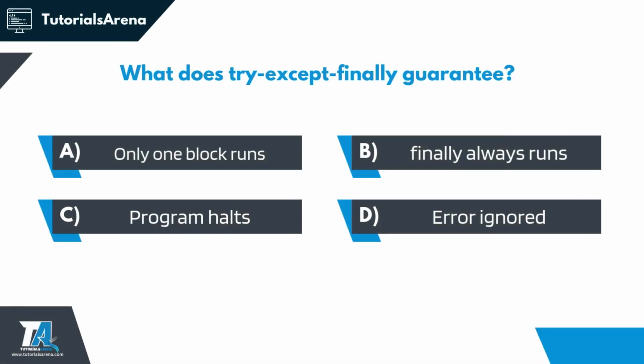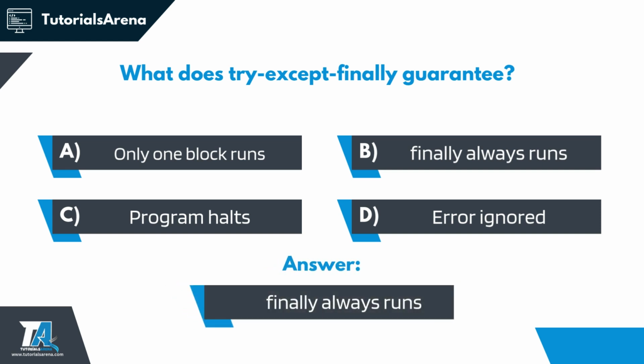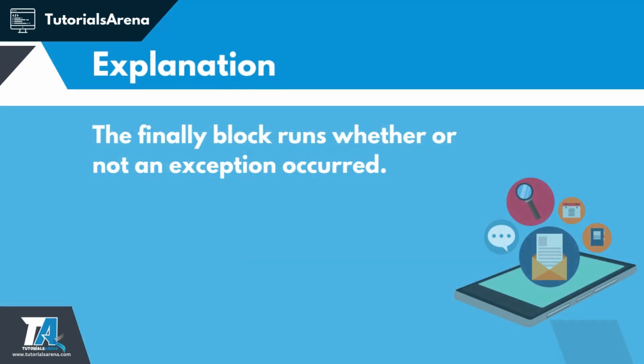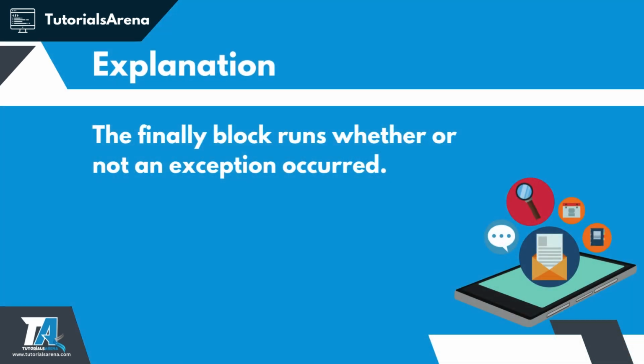What does try except finally guarantee? The correct option is option B, finally always runs. The finally block runs whether or not an exception occurred.